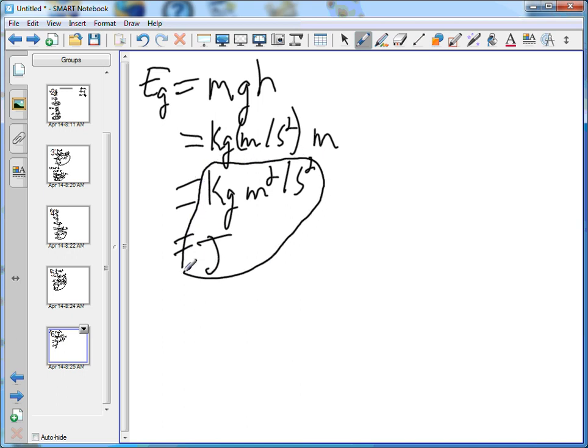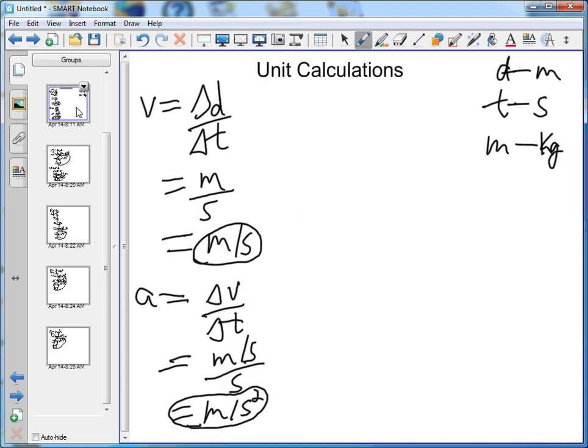The reason that these calculations are so important is that when you're given a question and it asks you what is the speed of the object when it hits the ground? Well, speed or velocity is measured in meters per second. If I don't get meters per second in the end, something went wrong in my calculation. Either I had the wrong formula or I plugged in the wrong variables. If you work out your units for every equation and you're not getting the right units in the end, you know you've got a problem.